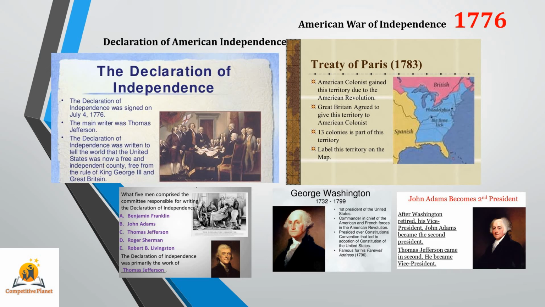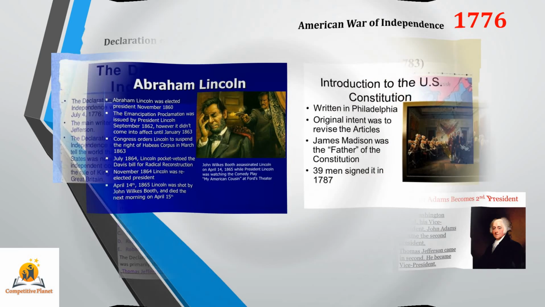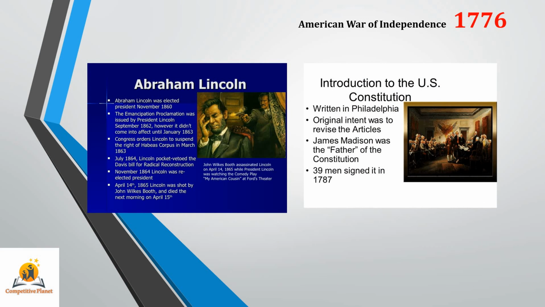Now, the second President of America was John Adams. This has been asked in previous civil service examinations. After Washington retired, his Vice President John Adams became the second President, and Thomas Jefferson became the Vice President. So the first President of America was George Washington, and the second President was John Adams.